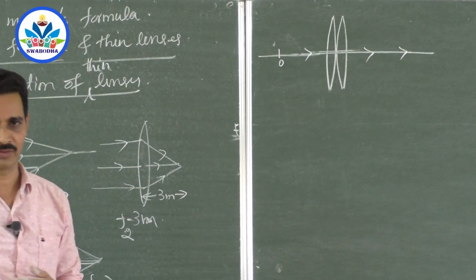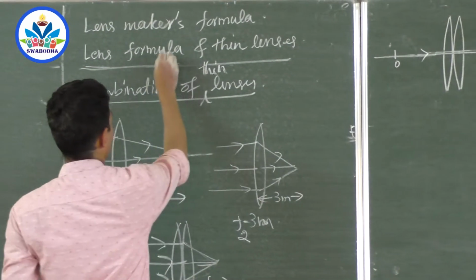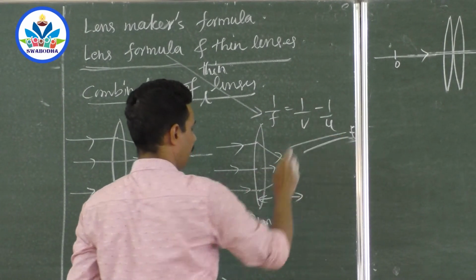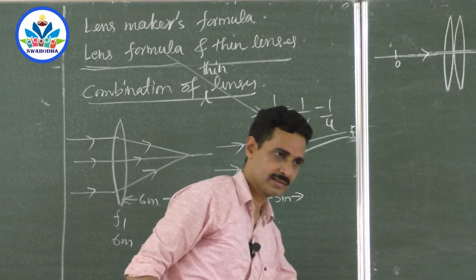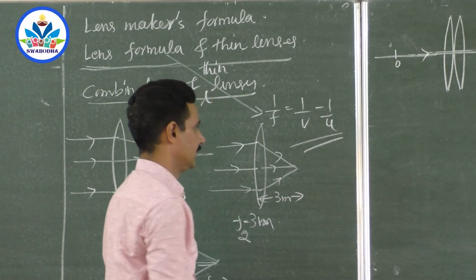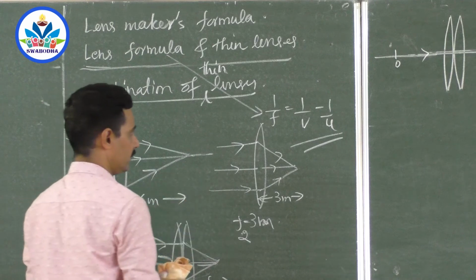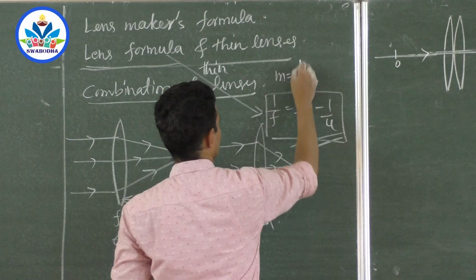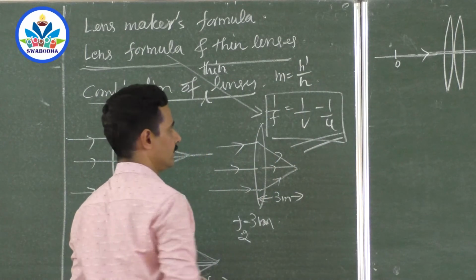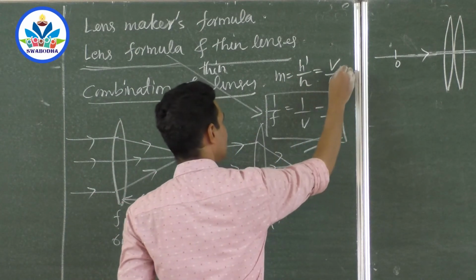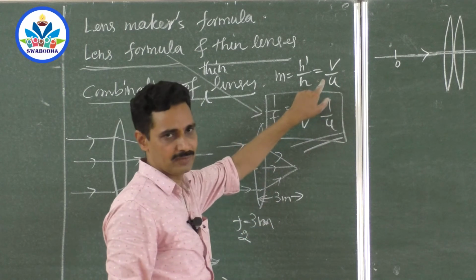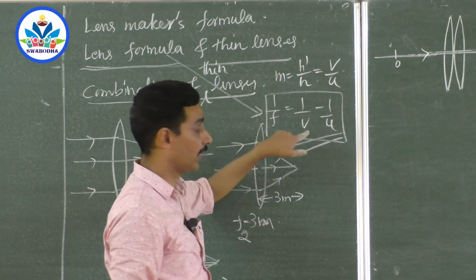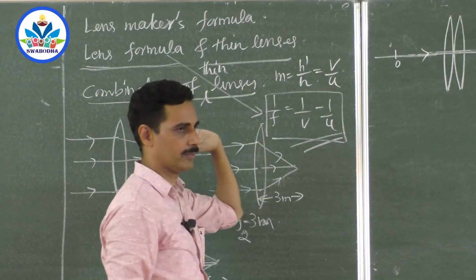We have the mirror formula also, right? What is the lens formula? 1 by f is equal to 1 by v minus 1 by u. A formula which connects focal length of the lens, object distance and image distance. And here magnification m is equal to h dash by h, height of the image by height of the object, that is equal to v by u. No negative here. In mirror formula you had a negative here, but there was no negative in the magnification. That's the only difference.